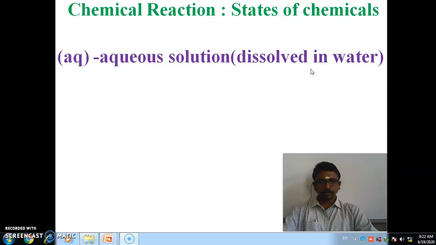In the last session we discussed the states of chemicals. In the states of chemicals, what are the symbols we can use in a chemical equation? The first is Aq. In the equation, if the symbol Aq is indicated, it is known as an aqueous solution. An aqueous solution is nothing but a substance dissolved in water.